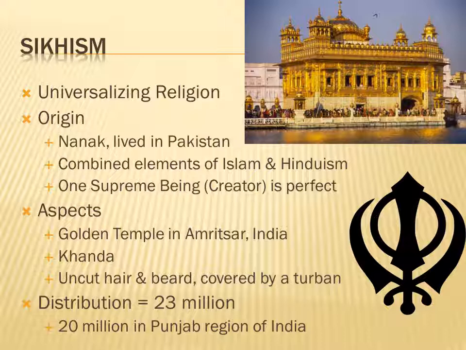As far as the distribution, it's largely clustered near the hearth, near Pakistan, where it began, and most of the world's Sikhs live in the Punjab region, which is in the northwest part of India, bordering on Pakistan. 23 million Sikhs worldwide, 20 million of which live in the Punjab region of India. So that concludes our universalizing religion discussion.